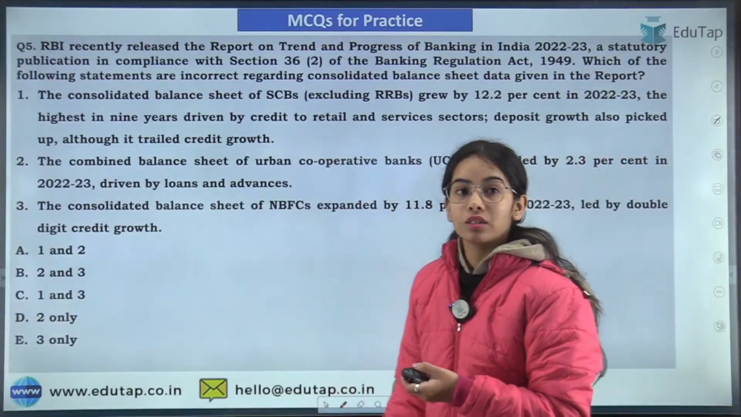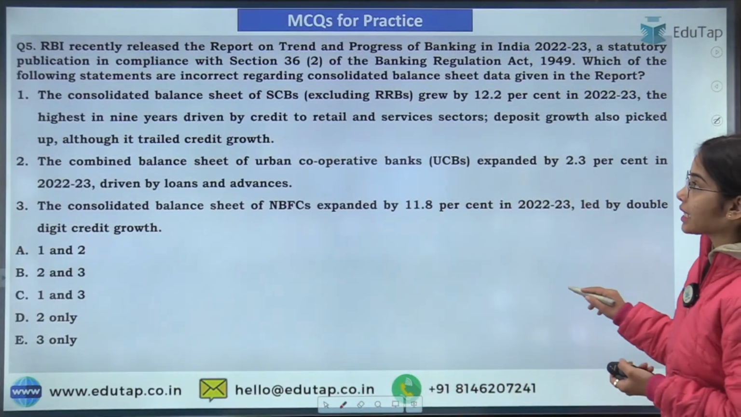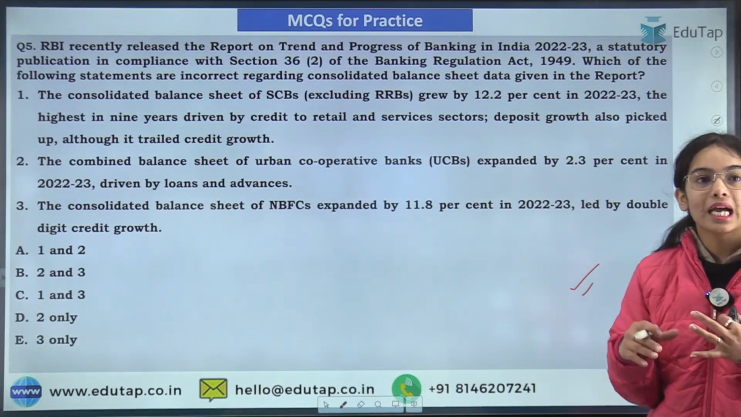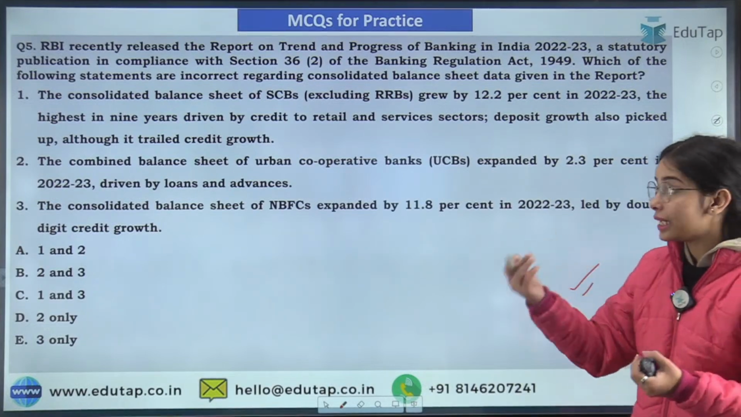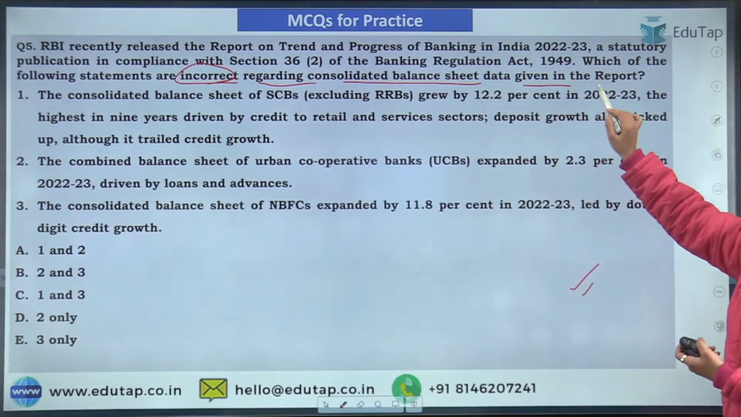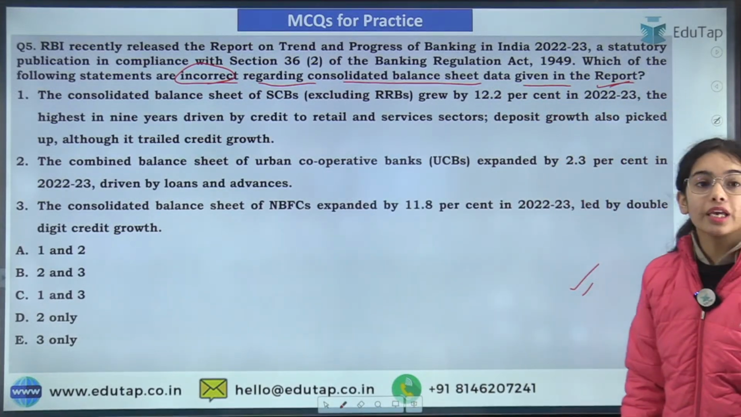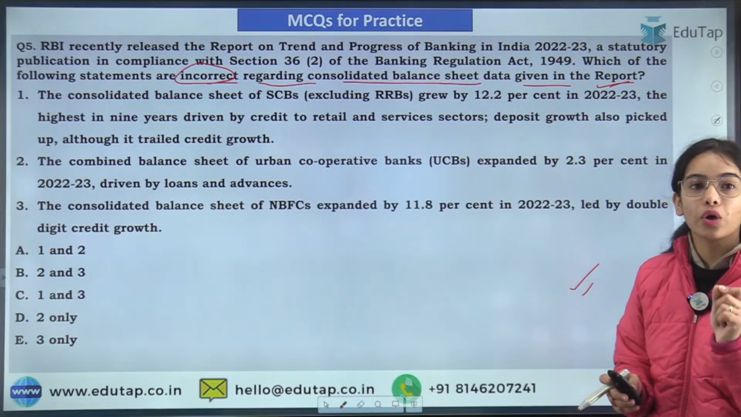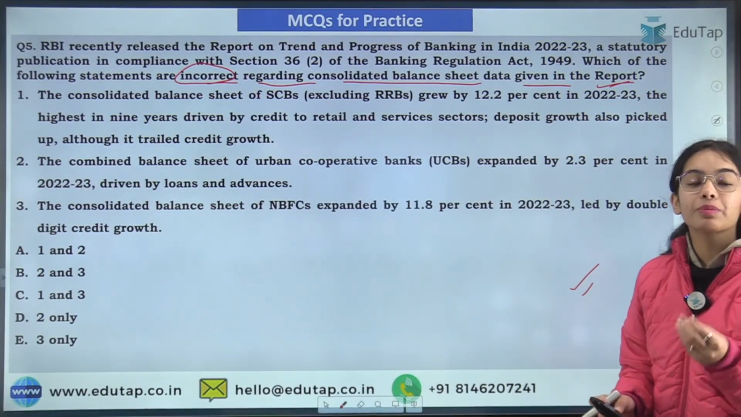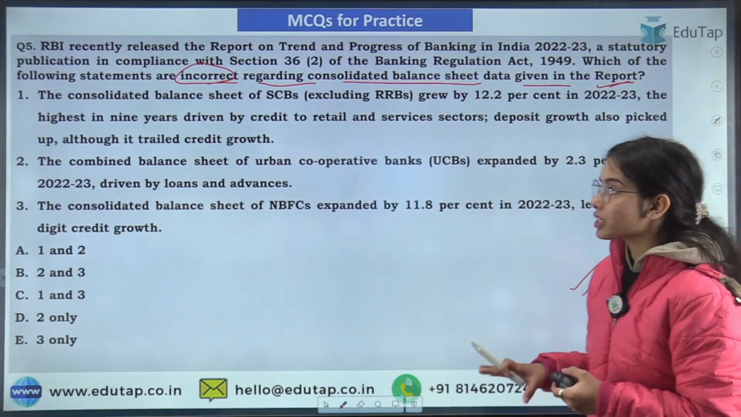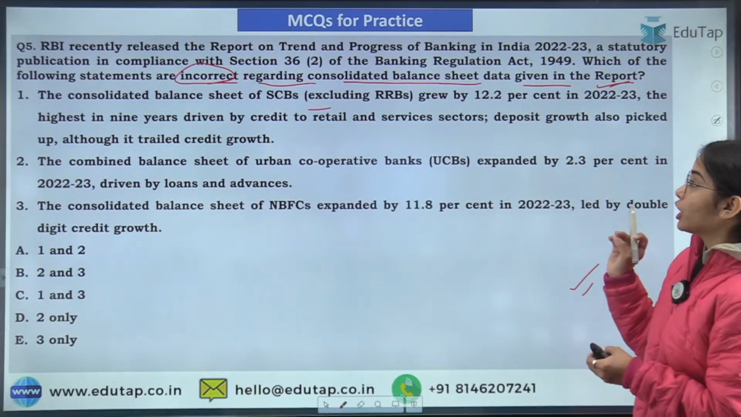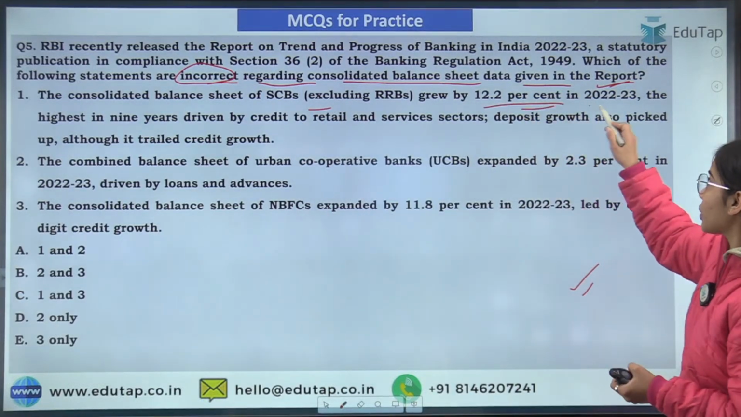Okay. Now coming to the next question, regarding the report on trend and progress of banking in India. Here you have to tell which of the data points are correct or incorrect regarding the consolidated balance sheet data given in the report. Which of these statements is incorrect? Starting with the first statement: the consolidated balance sheet of the scheduled commercial banks grew by 12.2% in 2022-23.